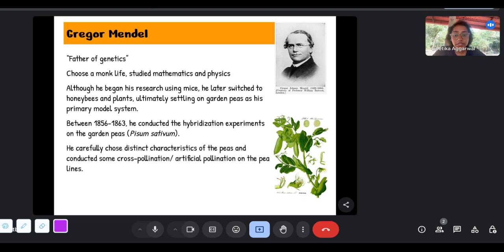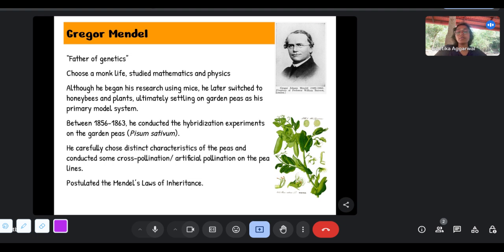He carefully chose some very distinct characteristics of these peas, which showed up in the phenotype as well, so that it became easier for him to track how heredity works and how genes are inherited, which characteristics are passed from parents to the offspring. Then he conducted cross pollination, artificial pollination experiments on these pea lines. And eventually, from his experiments and outcomes, he postulated Mendel's laws of inheritance.